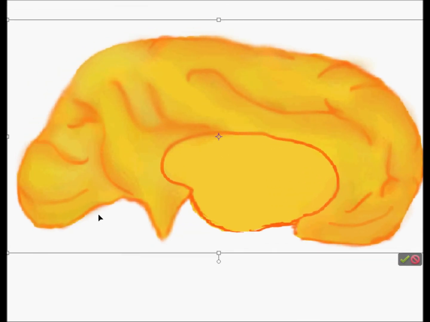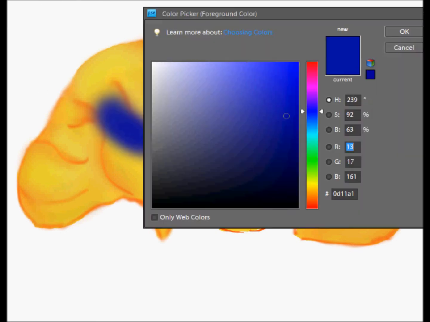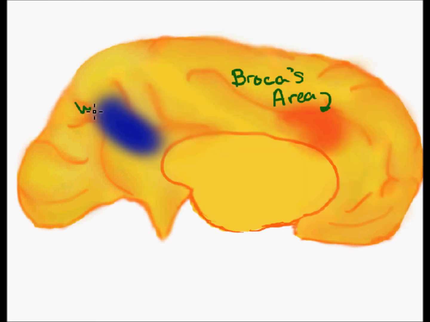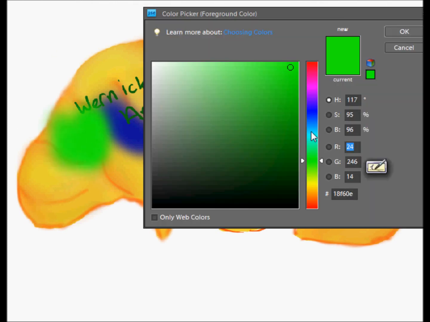These two are referred to as Broca's area and Wernicke's area. Broca's area plays an important role in the production of speech, whereas Wernicke's area plays an important role in the comprehension of language. The final piece is referred to as the angular gyrus.